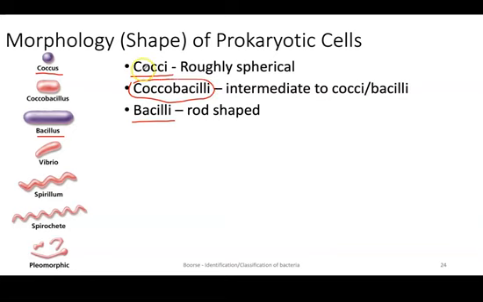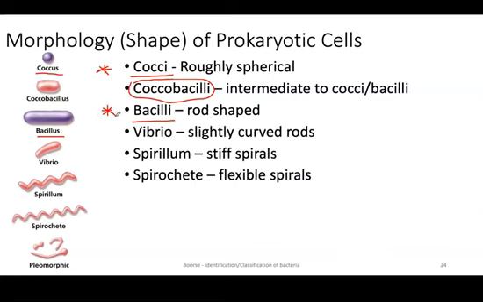If something is round, it's cocci. If it's rod, if it's elongated to any extent, many people will call that bacilli. But some use this intermediate: if it's slightly elongated, it's coccobacillus. But anyways, that term does exist. So by far, cocci and bacilli are the two that we see most frequently.